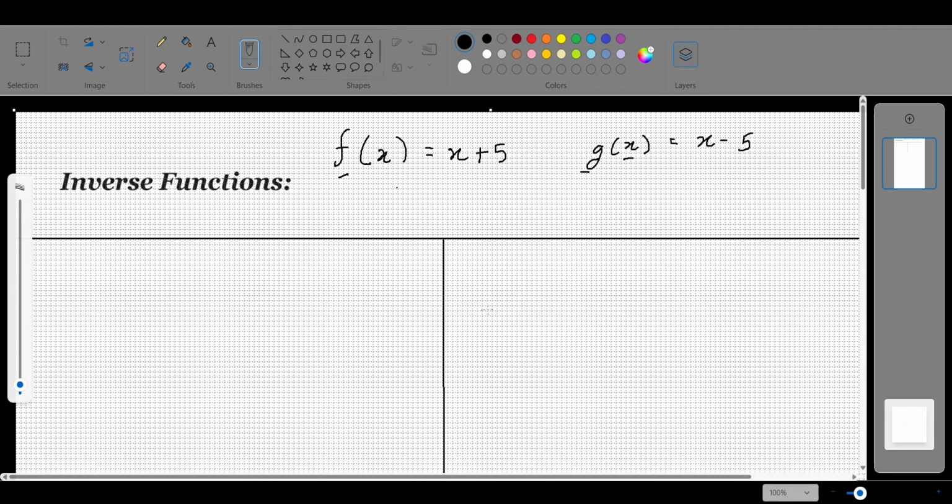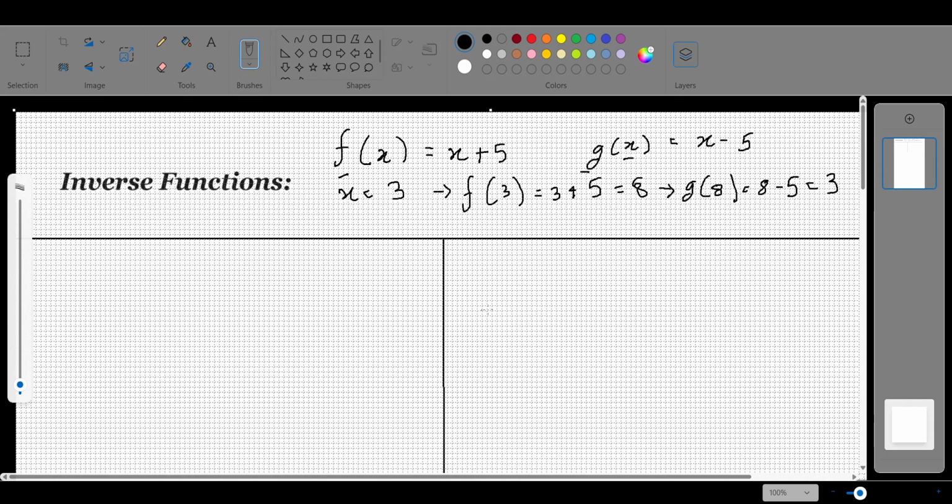So now, let's say that x is equal to 3. Okay. And let's pass this value to f. So f of 3 is equal to 3 plus 5. We're just substituting x with 3, which is equal to 8. Now let's pass 8 through g of x. So g of 8 is equal to 8 minus 5, which is equal to 3.